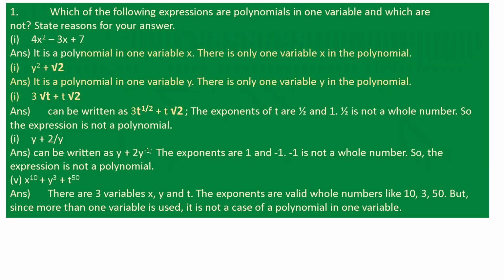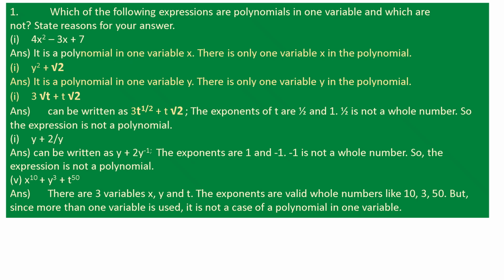Let's look into the exercise problems. Which of the following expressions are polynomials in one variable and which are not? The first one is a polynomial in one variable x. There is only one variable x in the polynomial. So it satisfies the question. y squared plus root 2. Yes, it is a polynomial. There is only one variable which is y.